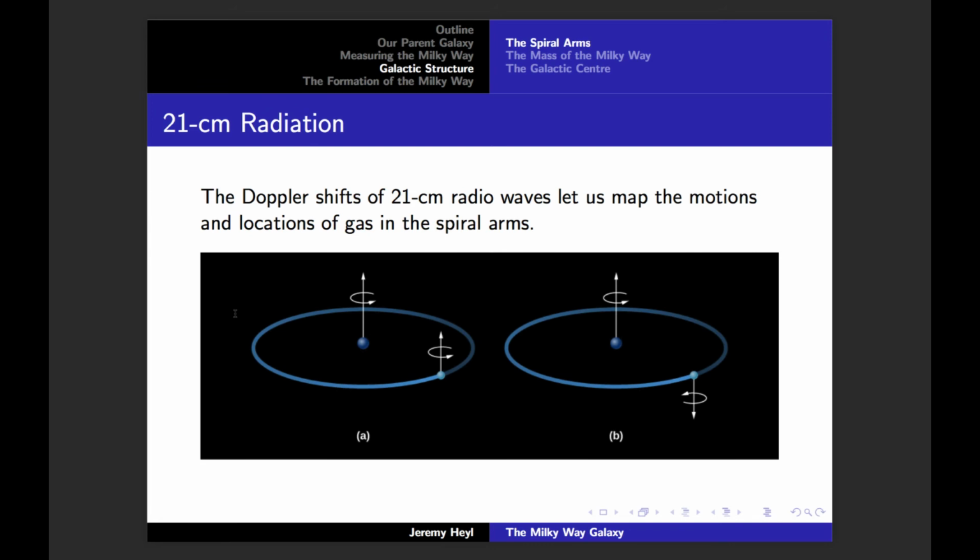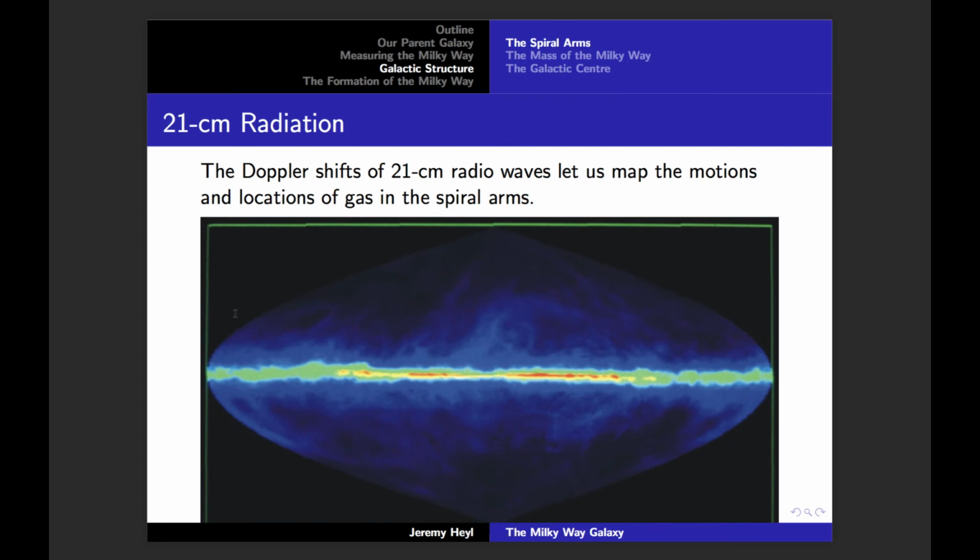And when it flips over, it'll make a radio wave at 21 centimeters that we can measure here on Earth and use that to figure out where there is gas in our galaxy. So this shows where the hydrogen gas, the neutral hydrogen gas, is in the sky.